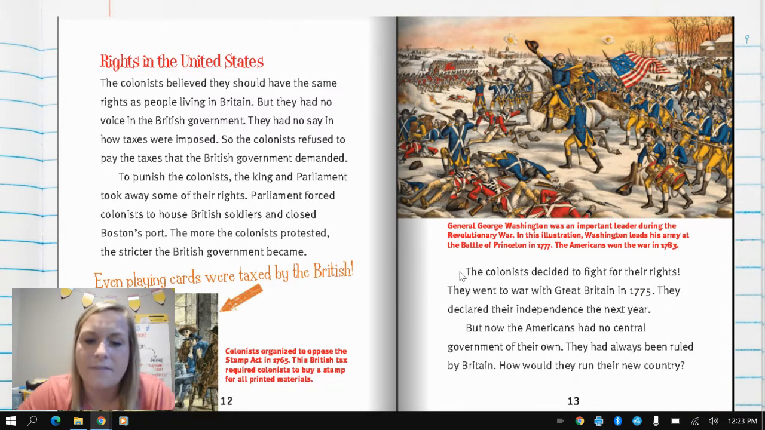The colonists decided to fight for their rights. They went to war with Great Britain in 1775. They declared their independence the next year. But now the Americans had no central government of their own. They had always been ruled by Britain. How would they run their new country? And up here in the caption, it says General George Washington was an important leader during the Revolutionary War. In this illustration, Washington leads his army at the Battle of Princeton in 1777. The Americans won the war in 1783.